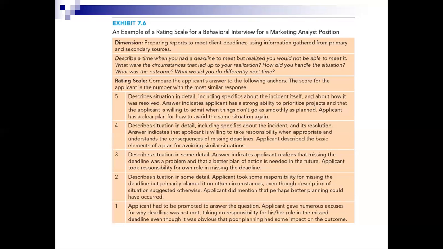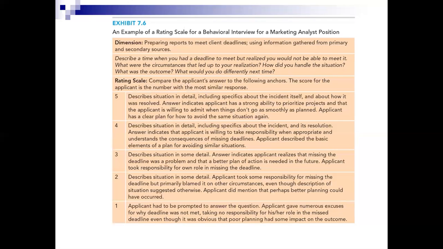So here's the question they asked. Again, it's a past behavior question. Describe a time when you had a deadline to meet, but realized you would not be able to meet it. What were the circumstances that led up to your realization? How'd you handle this situation? What was the outcome? What would you do differently the next time?